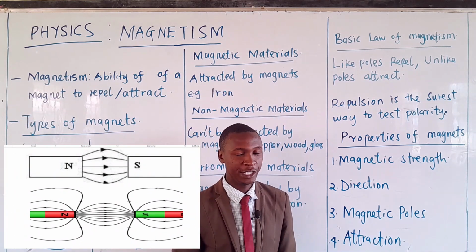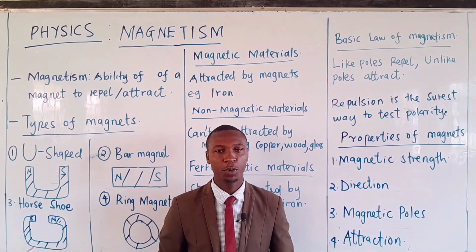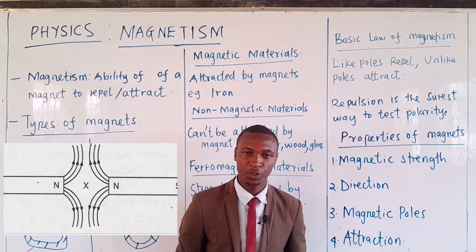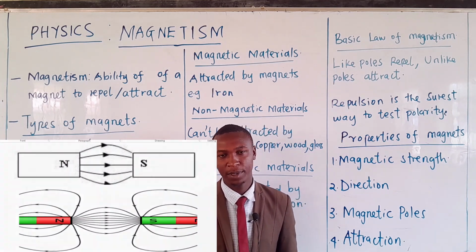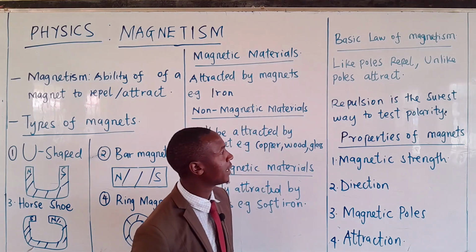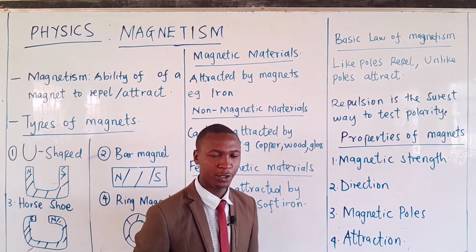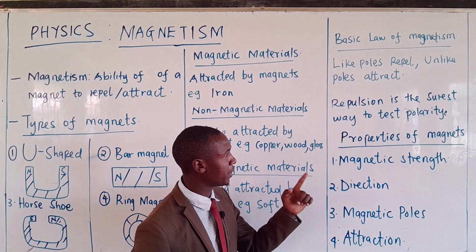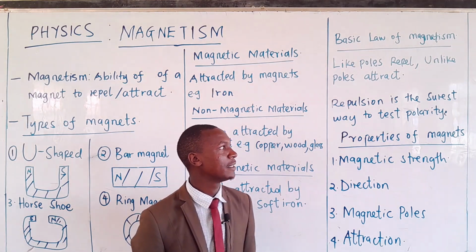And therefore, in general, we say that like poles repel and unlike poles attract in magnetism. That is known as the basic law of magnetism. Now also, we can discuss the repulsion. Repulsion is the surest way to test polarity.